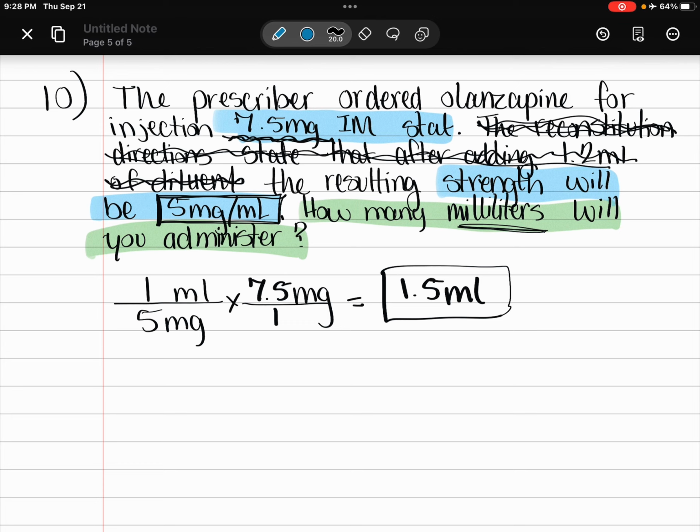That right there is all you need to know, because that is literally all I have put in my dimensional analysis to get my 1.5 milliliters.